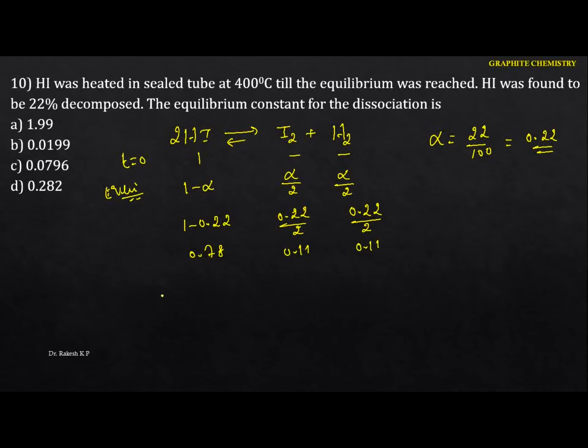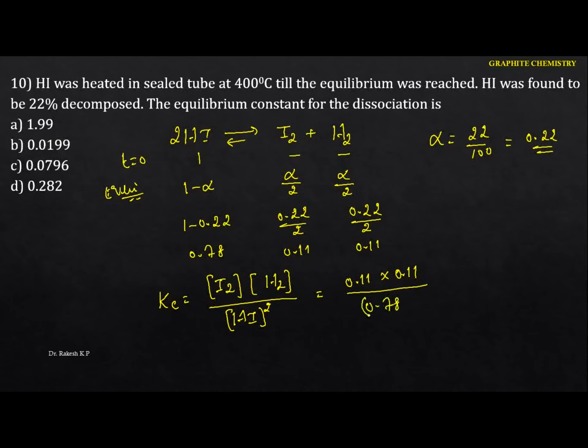Okay, now how to calculate the equilibrium constant? This is Kc, which is equal to the concentration of the product, that is the iodine, the molar concentrations. And again we are having hydrogen, and again we are having hydrogen iodide. So let me substitute that value. What is the molar concentration of iodine we got? That is 0.11, and even for the hydrogen it is also the same. So divided by 0.78, this is the square.